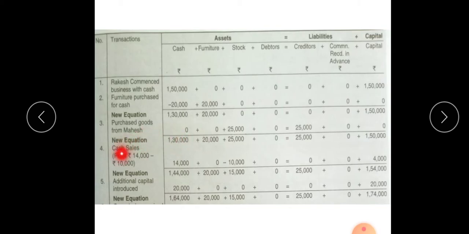Now the fourth transaction, cash sales. Goods costing 10,000 rupees was sold for 14,000 rupees. Cash increases by 14,000. Stock decreases by 10,000 rupees. And there is a profit of 4,000. The profit or loss will affect the capital. So here in this case profit is there, so capital will increase by 4,000. So it is 1,54,000 rupees. Total again same. It will be 1,79,000 on both the sides.